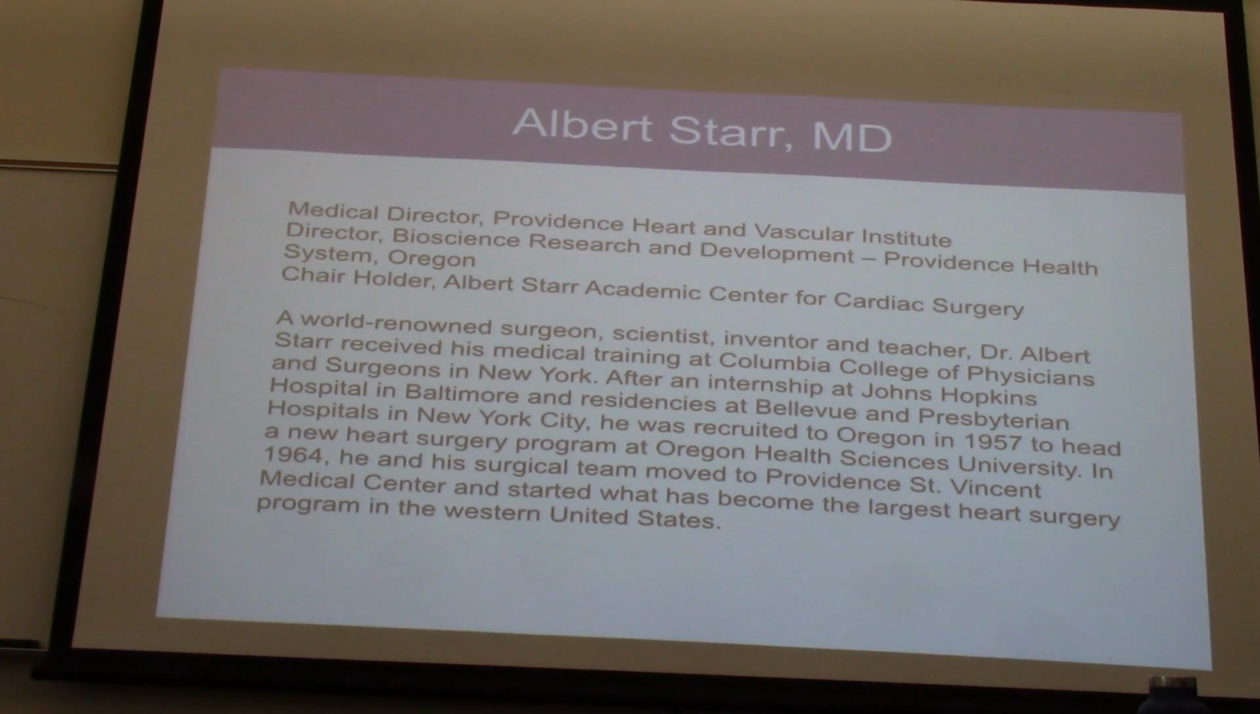Here's the story on Albert. He became the medical director of Providence here at, what's this big hospital right up the street, St. Vincent's. He was really a world-renowned surgeon. He got his medical training in New York, and then he went to Johns Hopkins in Baltimore and did residencies in Bellevue, which is a New York City hospital, and Presbyterian hospital. Bellevue is where all the poor people went. Presbyterian's where all the rich people went. He did a bunch of training there in New York City, and this was back in the 50s.